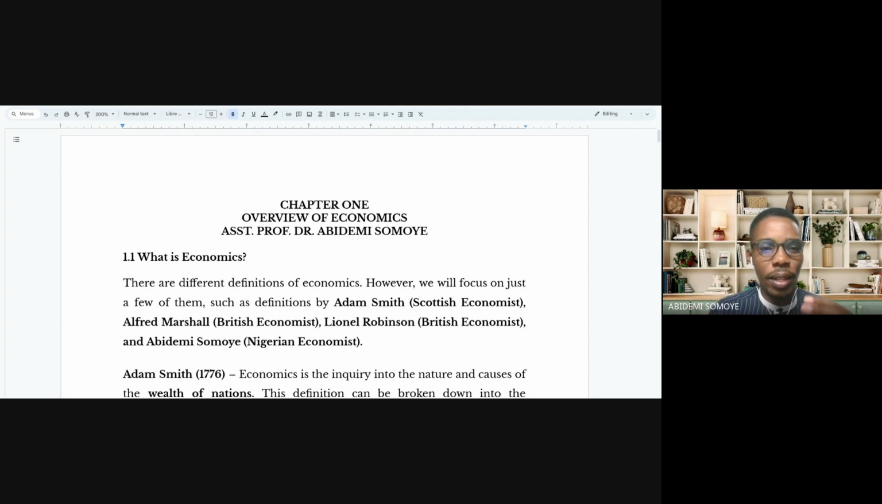There are different definitions of economics. However, I will just focus on a few of them, such as that of Adam Smith, a Scottish economist, Alfred Marshall, a British economist, and Lionel Robbins, a British economist. Then I will also discuss a definition by Abidemi Shomoye, which is me, a Nigerian economist. All right, so let's move further.